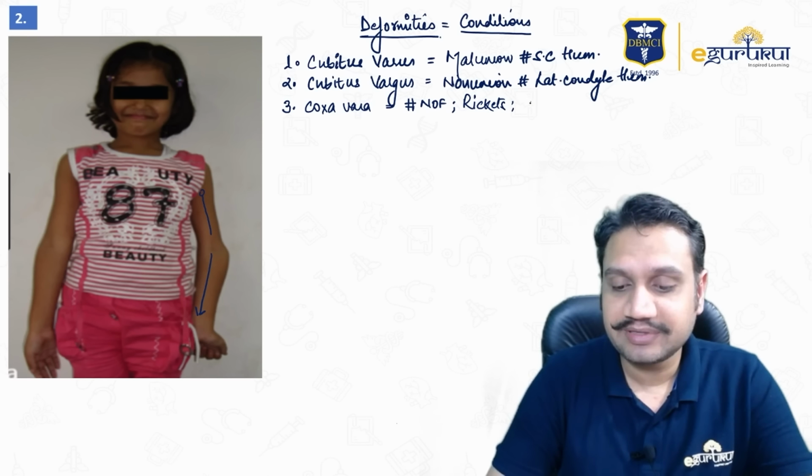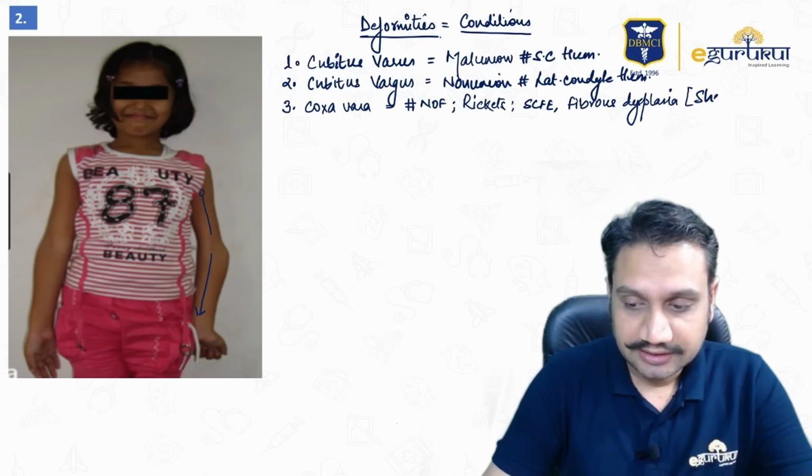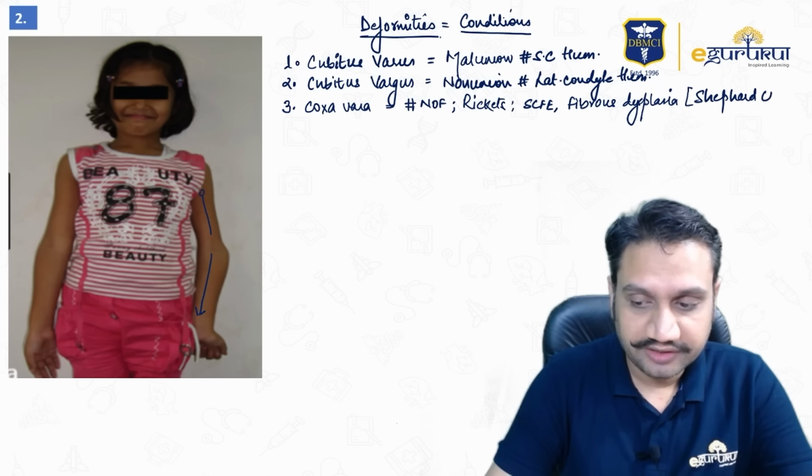So in fibrous dysplasia, there is a special name given to this coxa vara. What do we call it? It is known as the Shepherd crook deformity. Remember that? The Shepherd crook deformity, the bent upper end of the stick. The bent upper end of the stick, that's what you call a Shepherd crook. So that's how the neck of the femur will be bent.